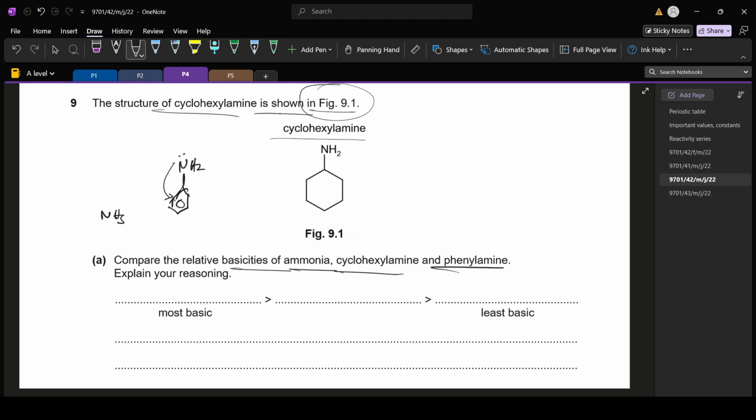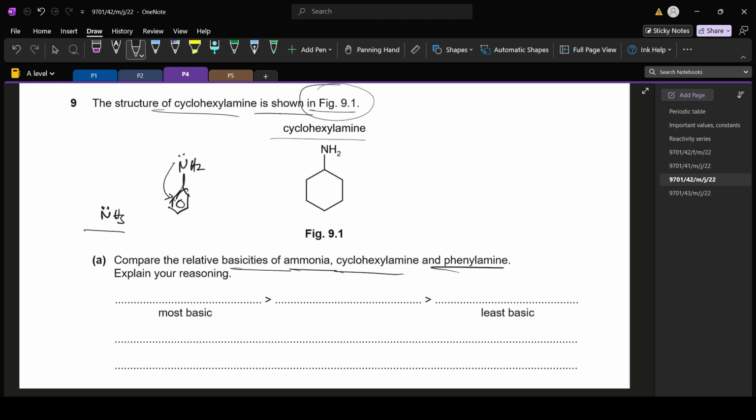So there is less lone pair available on nitrogen, so it will be less basic than ammonia. Ammonia has a lone pair. The lone pair on phenylamine will be delocalized into the ring, so it will be less available than the lone pair available on ammonia.